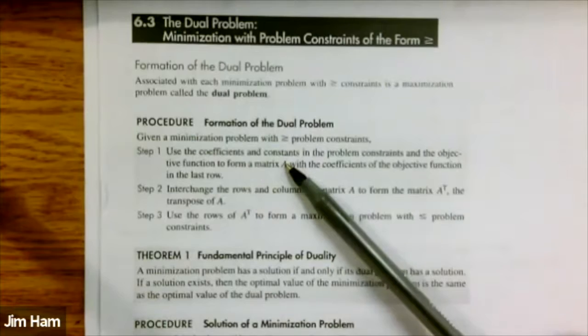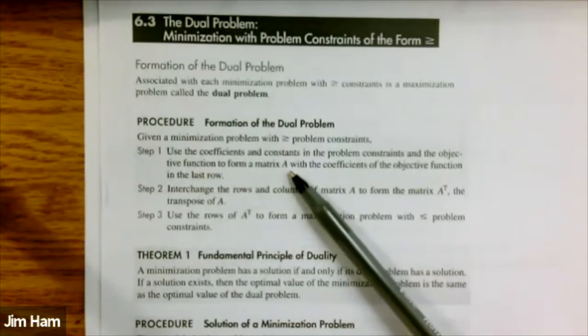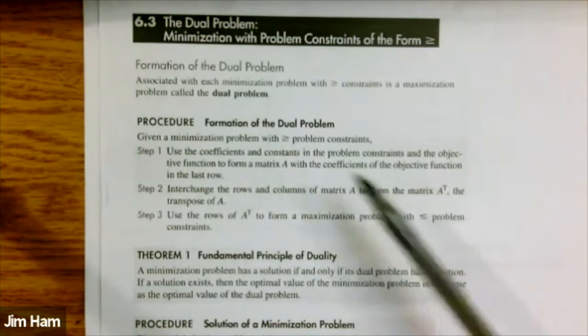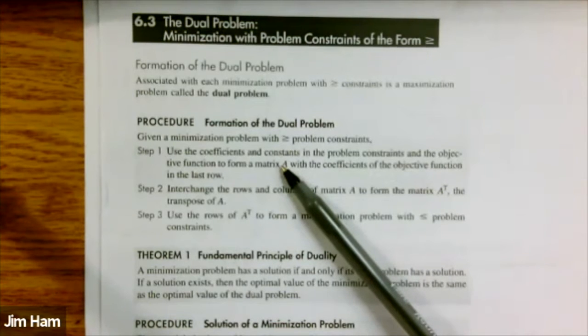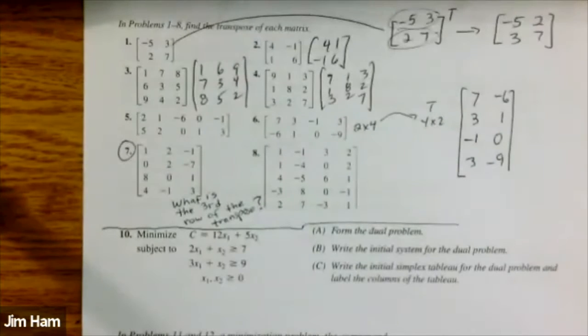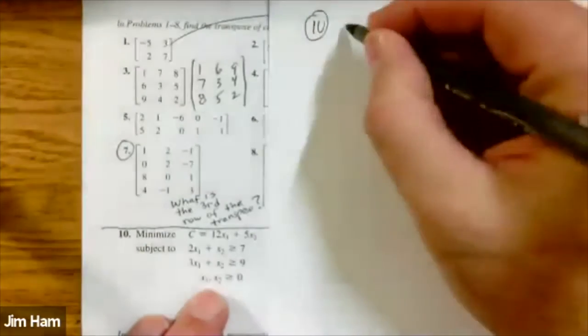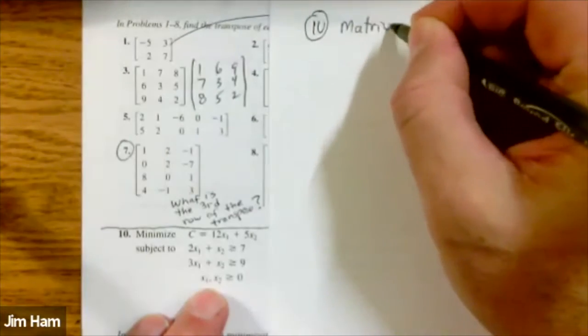Use the coefficients and constants in the problem constraints and the objective functions to form a matrix. So the matrix that you're going to form, that you're then going to transpose, is made up of the coefficients of the original problem. So here's how I would recommend that you go ahead and do that. So we're looking at problem number 10 now. I'm going to call this the matrix of coefficients.